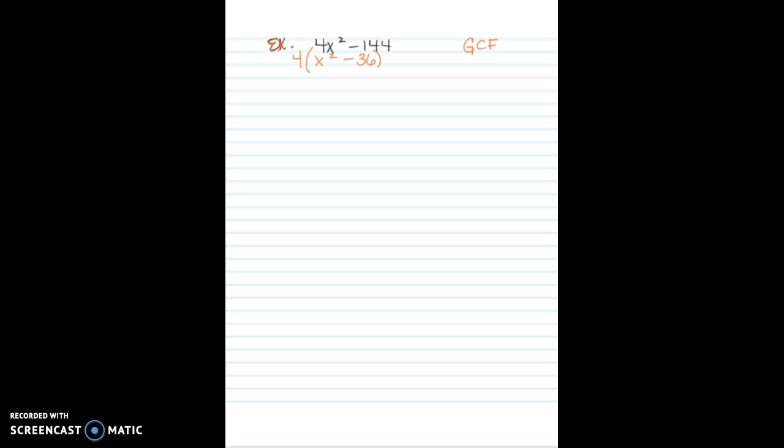Now, if you recognize you actually have two terms, you have the difference of squares, since the x squared and the 36 are both perfect squares. So I need two parentheses, one plus sign, one minus sign. The factors of x squared are x and the square root of 36 is 6. So I put a 6 and a 6. And the 4 comes down to the front.